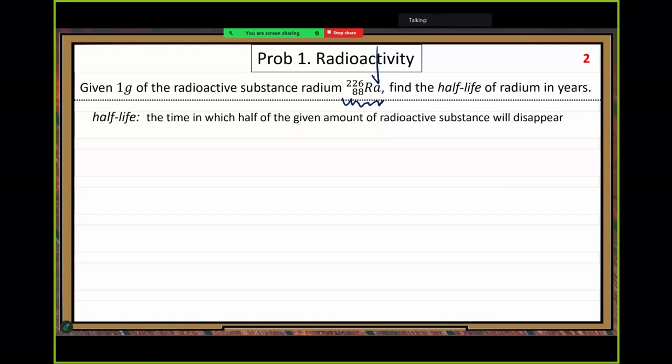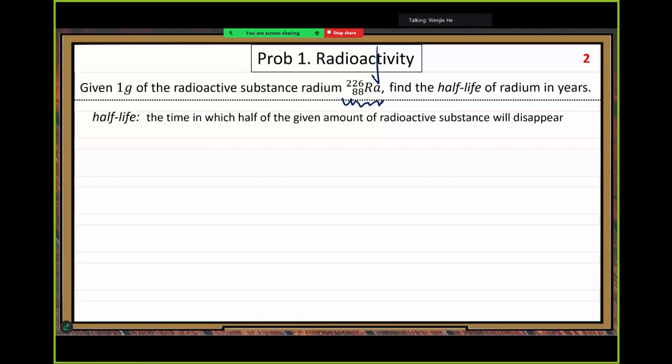The time period in which half of the given amount of radioactive substance will disappear. Given amount 1 G, 1 gram, half of it disappears, 0.5 gram. After a certain period of time, because it's radioactive, the substance will change to a different substance.